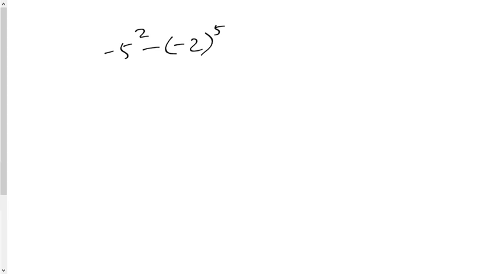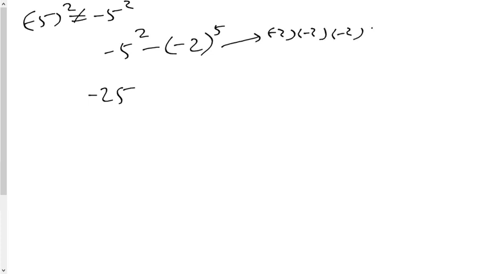So the opposite of 5 squared minus negative 2 to the exponent of 5. Remember, this is not the same as this, and therefore this is the opposite of 5 squared, or negative 25. And negative 2 to the 5th is negative 2 times negative 2 times negative 2 times negative 2 times negative 2, which is 2, 4, 8, 16, 32. It's going to be a negative 32.